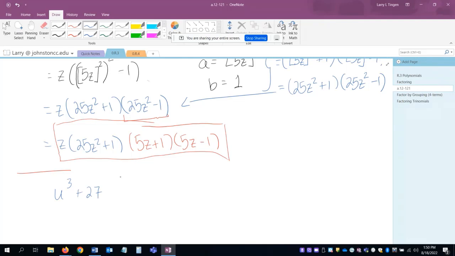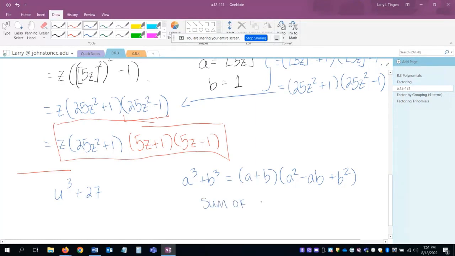So the rule says, let me find it. If I have, where am I? Here we go. If I have a cubed plus b cubed, this will factor into a plus b times a squared minus ab plus b squared. Okay, this is called the sum of cubes.